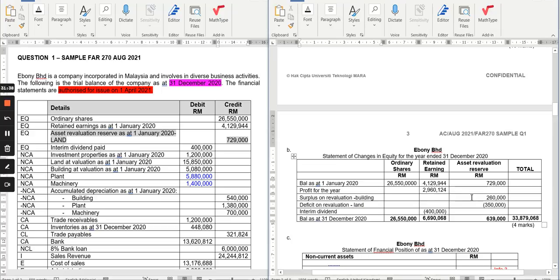So it will be offset against the revaluation reserve that is for land.